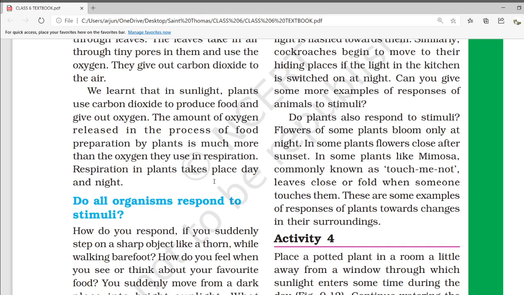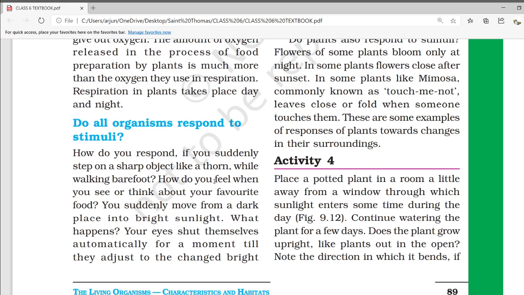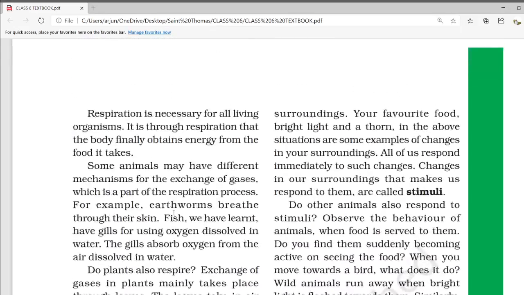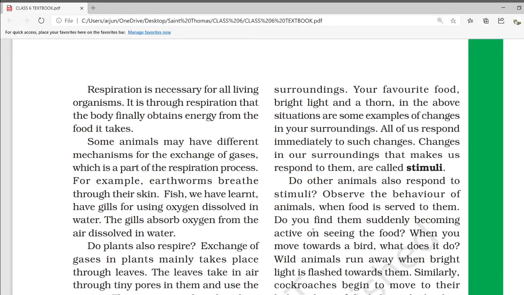Do all organisms respond to stimuli? How do you respond? If you suddenly step on a sharp object like a thorn while walking barefoot, we will not enjoy it. We will feel the pain. We will feel the jerk. How do you feel when you see or think about your favorite food? Another scenario is that you suddenly move from a dark place to a bright place. What will happen? Your eyes shut themselves automatically for a moment till they adjust to the changed bright surrounding. We all have noticed this.